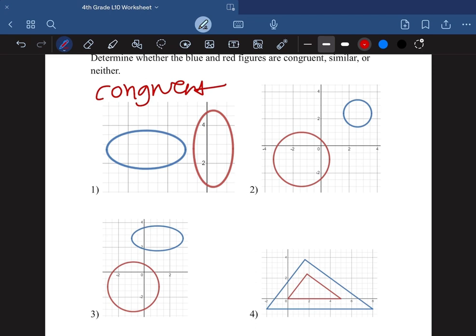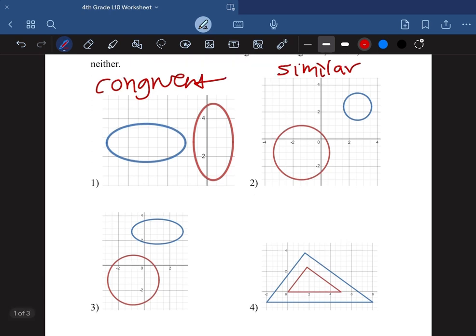Number 2, here we can see that both figures are the same shape and different sizes. So the two figures would be similar. But they won't be congruent because they aren't the same size.